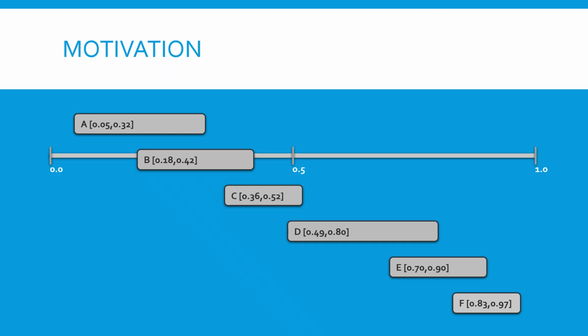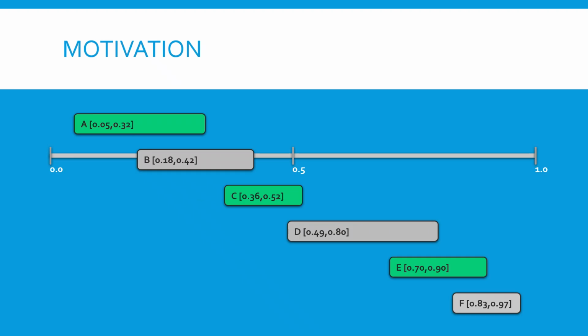In the example on the slide, the blocks labeled A through F represent 6 submitted jobs. The numbers in brackets next to each job give its start and finish times. As the server manager, you must choose which jobs to run so that no two accepted jobs overlap in time. Your goal is to maximize the number of accepted jobs.